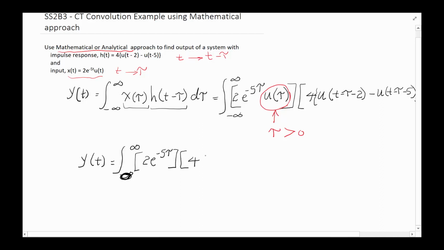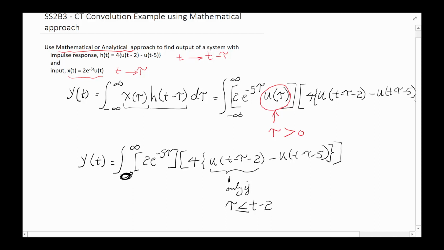So 4, and we still have to deal with u of t minus tau minus 2 minus u of t minus tau minus 5. Now we have to figure out how to deal with these two items. This is a little different because you have t in here. What we can basically say is that this thing is 1 only if t minus tau minus 2 is larger than or equal to 0, which means tau has to be less than or equal to t minus 2 when we clean it up.